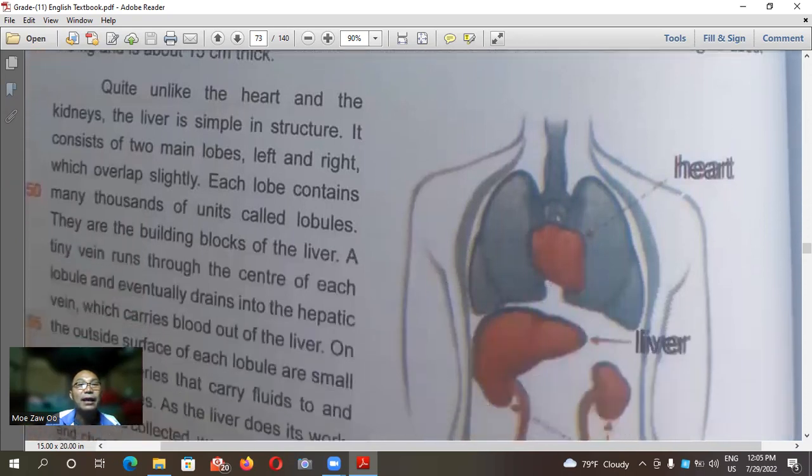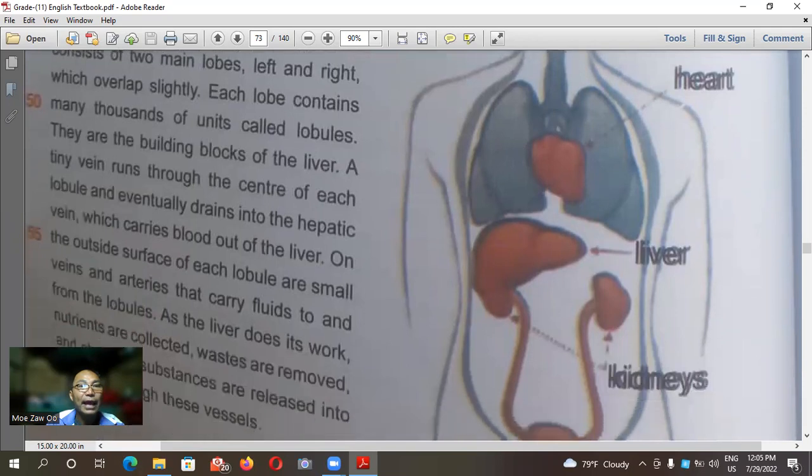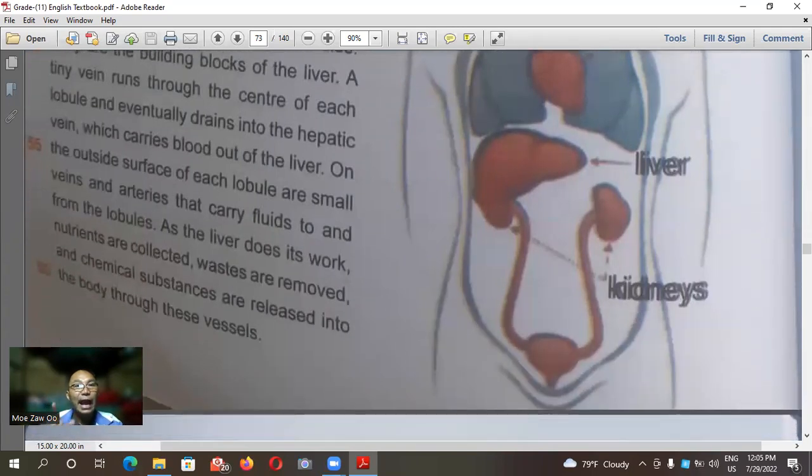Quite unlike the heart and the kidneys, the liver is simple in structure. It consists of two main lobes, left and right, which overlap slightly. Each lobe contains many thousands of units called lobules. They are the building blocks of the liver. A tiny vein runs through the center of each lobule and eventually drains into the hepatic vein, which carries blood out of the liver. On the outer surface of each lobule are small veins and arteries that carry fluids to and from the lobules.